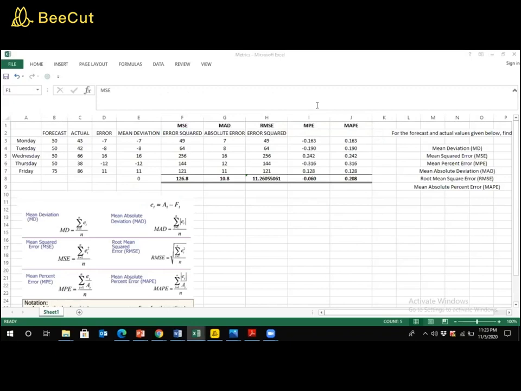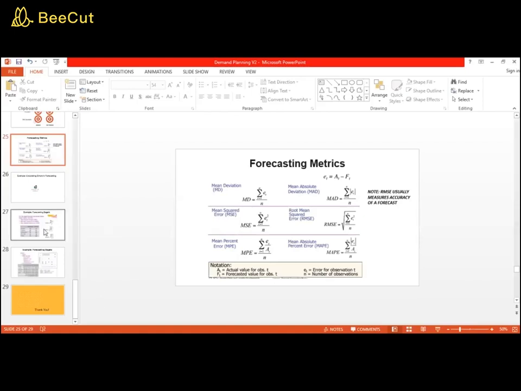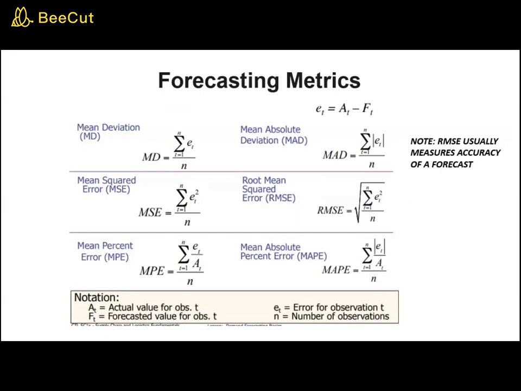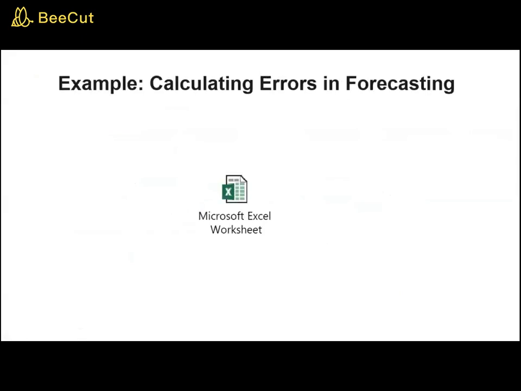Okay, now let's go back to our slides really quickly. I want to touch on a few more things before wrapping up this session. One thing I do want to mention is that RMSE, out of all of these, is usually a good way to measure the accuracy of a forecast. Also MSE. MSE and RMSE are the methods used to check the accuracy of a forecast.